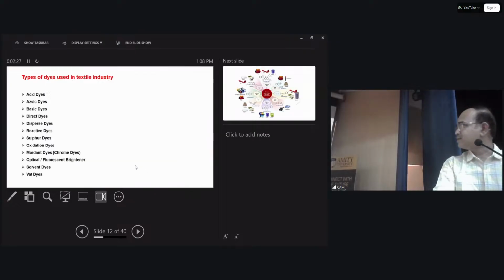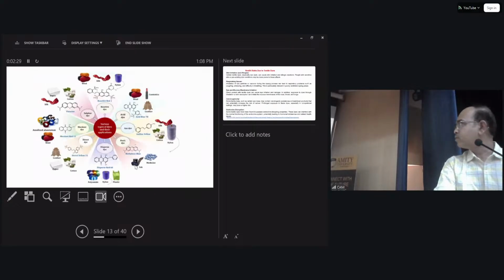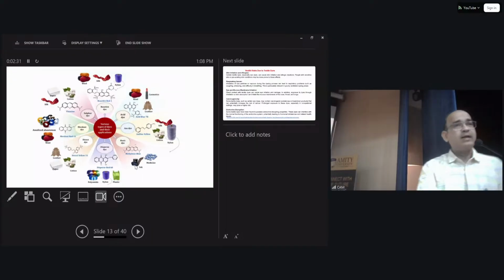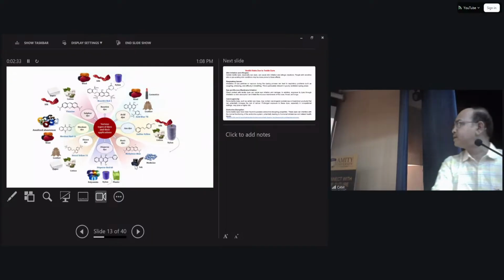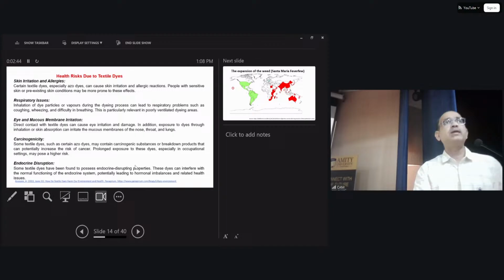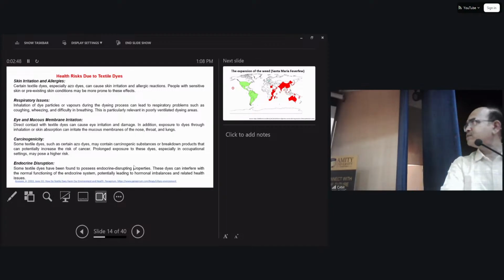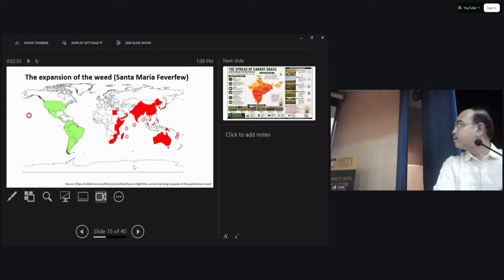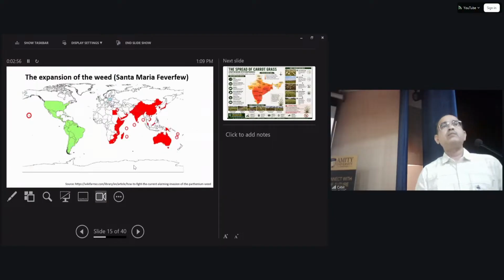There are various dyes. Because of, again, the lack of time, I am not going to deal with this. You can see the dyes are used in various fields, various places. So you cannot eliminate them right now. So we can reduce them, we can get some solution for the wastewater treatment, but there are various medical reasons that you have to reduce them. The skin irritation, allergies, respiratory problems, eye and mucous membrane irritation, carcinogen effect or endocrine problems are there. So this is the problem which is because of dye.